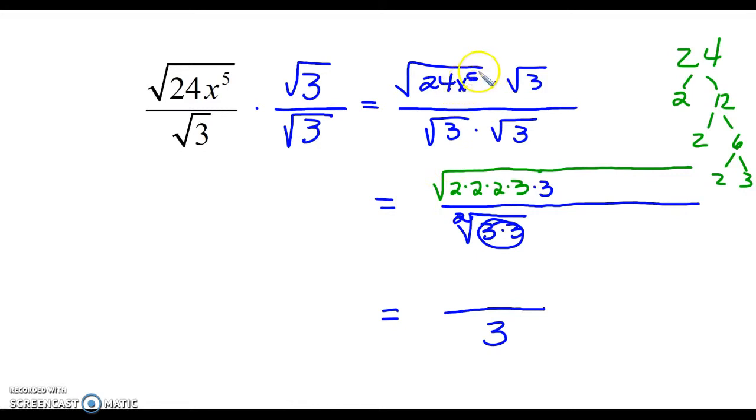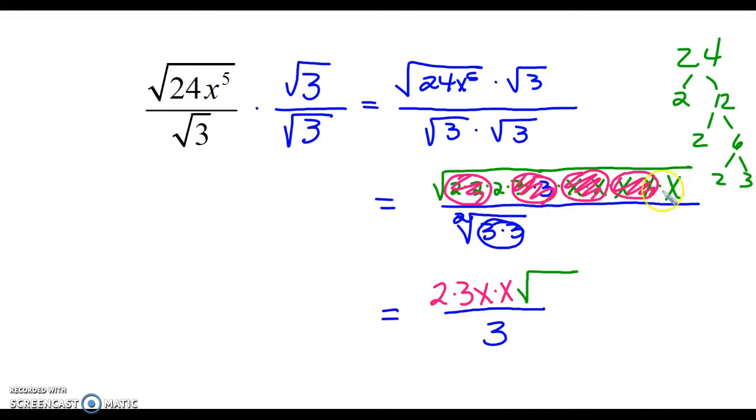And then we've got x to the 5th power. x times x times x times x times x. There we go. Our index here is 2, so we're looking for groups of 2. That comes out as a 2. There's a group of 2. That comes out as a 3. Group of 2, that comes out as an x. That group of 2 comes out as another x. And under the radical sign, we're left with what? 2 times x.